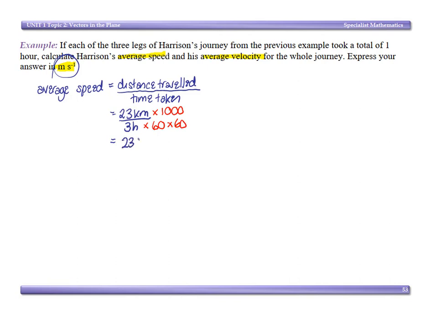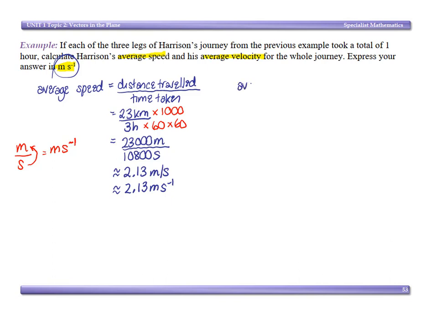So that's 23,000 meters over 10,800 seconds. Go to your calculator and work that out. It's approximately 2.13 meters per second, which you can also write as 2.13 meters per second to the -1. If you haven't seen that before, using your index laws, you bring the seconds up and change it to a negative power.